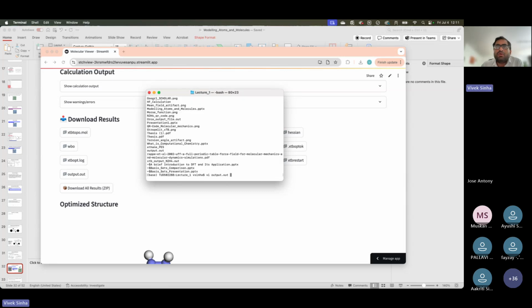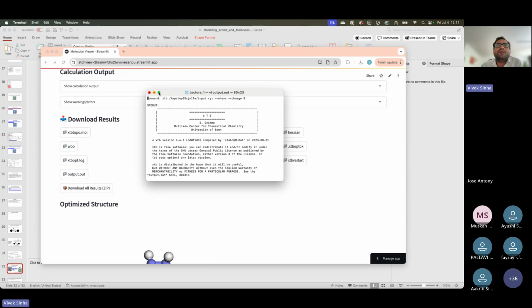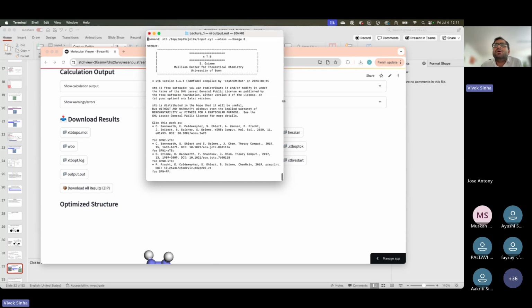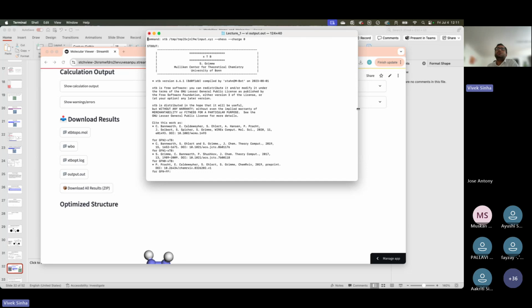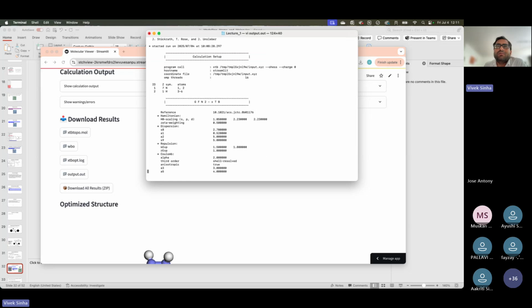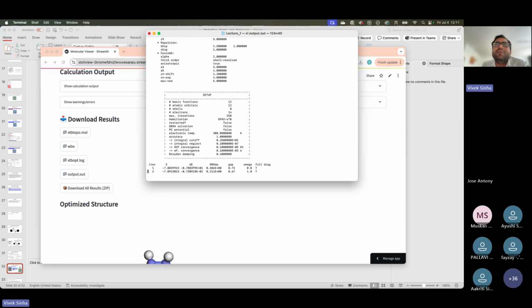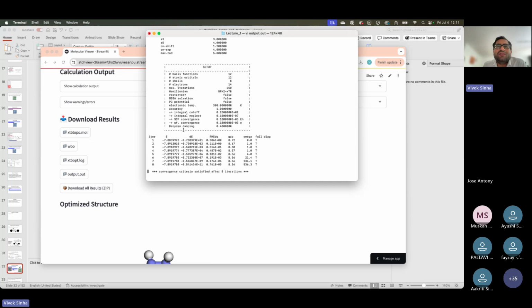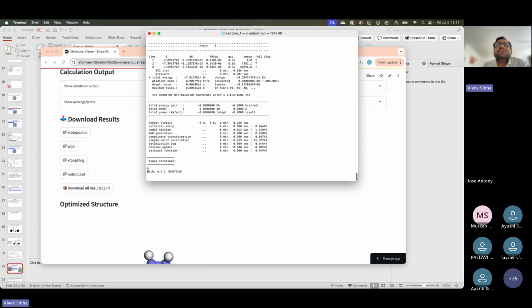I'll go to output.out and make it a little bit bigger, but not full screen. So what I want to show you is how frequency calculation is used to determine the thermochemical parameters, the thermochemistry. And this is a good example to show it. You might be able to do it at UFF, but I have not done lots of frequency calculations with UFF and I don't have software that can immediately do it. This is easier, so I will just use this.